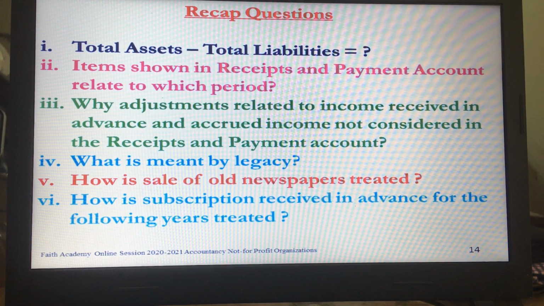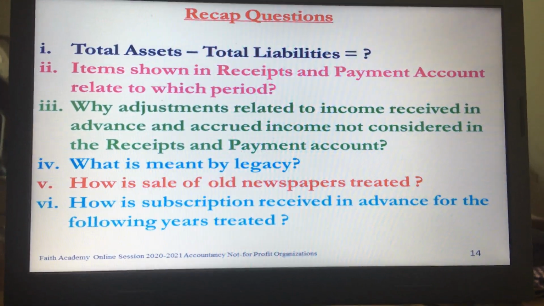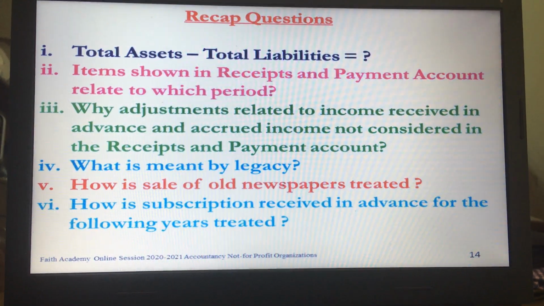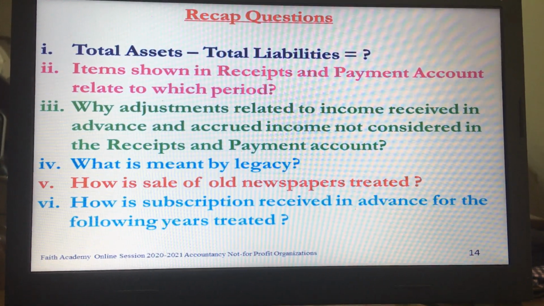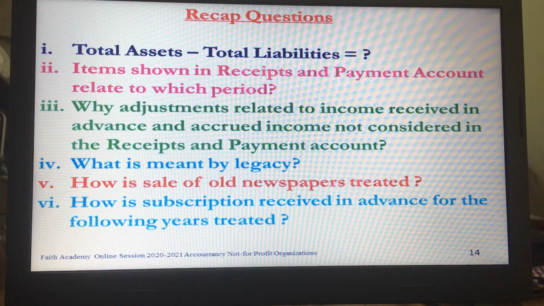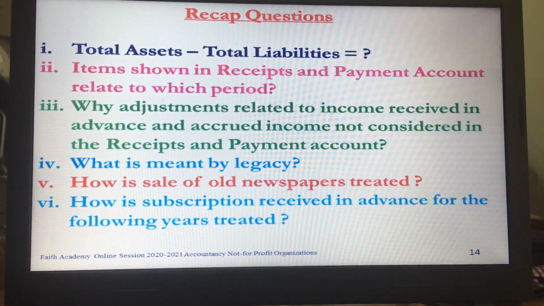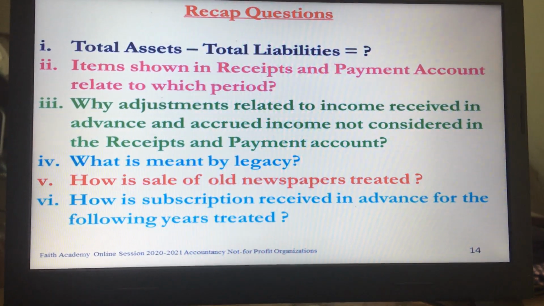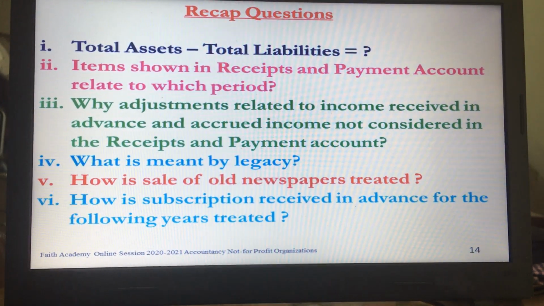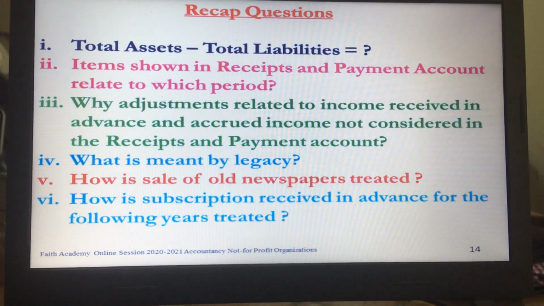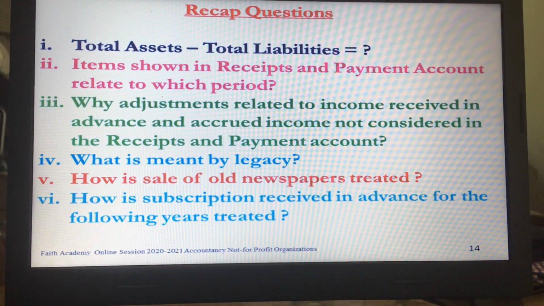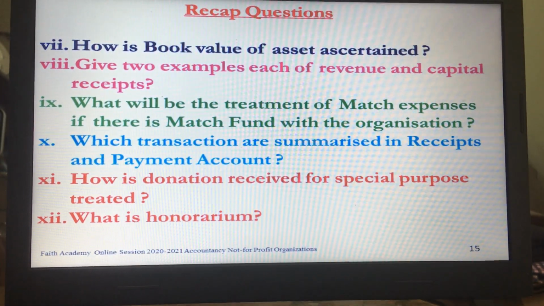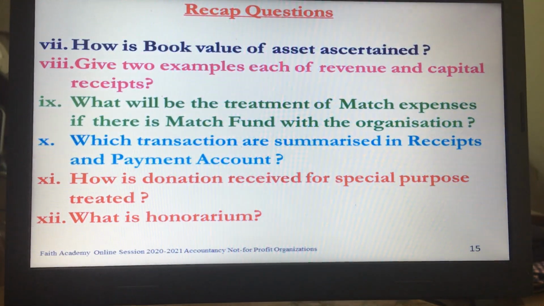Items shown in receipt and payment account relate to which period? Why adjustments related to income received in advance and accrued income not considered in the receipts and payment account? What is meant by legacy? How is sale of old newspapers treated? How is subscription received in advance for the following years treated? How is book value of asset ascertained?